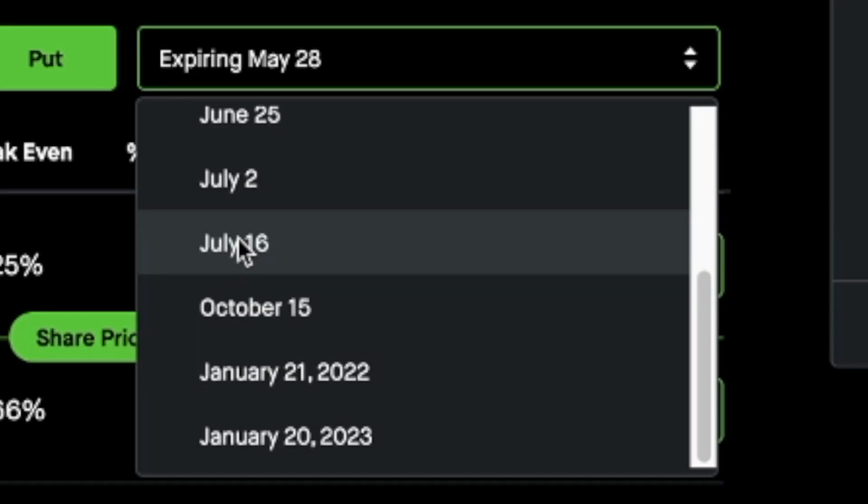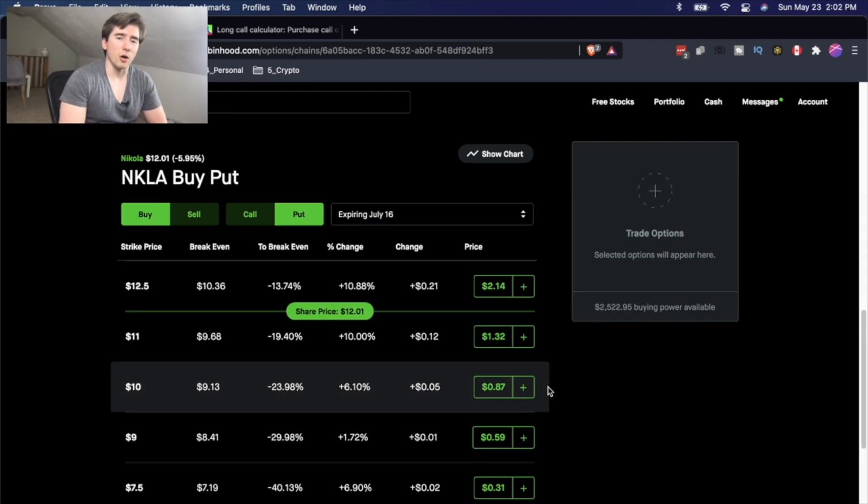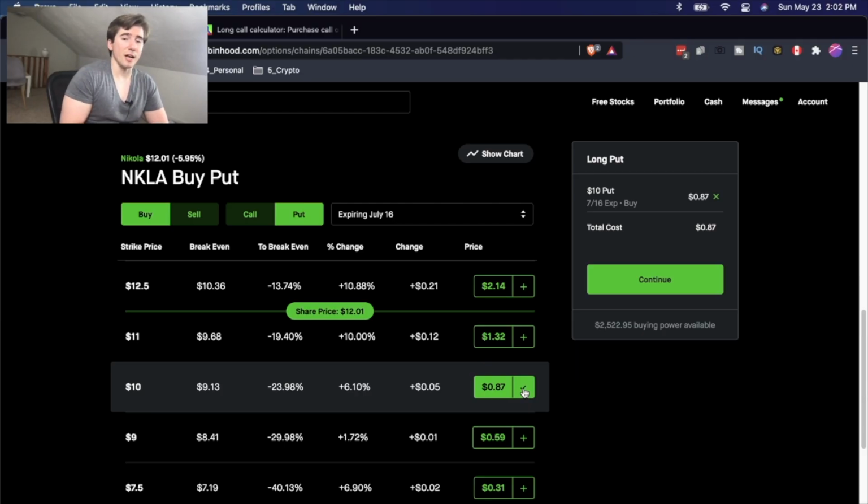So we're going to set our expiration date for July 16th, and we're going to try to choose a reasonable strike price. I think there's a good chance that Nikola stock will be below $10 by our expiration date, so we're going to choose this option right here. And for this, we would pay $87 in premium. And the break even for this actually pretty much aligns with the all-time low for Nikola stock.